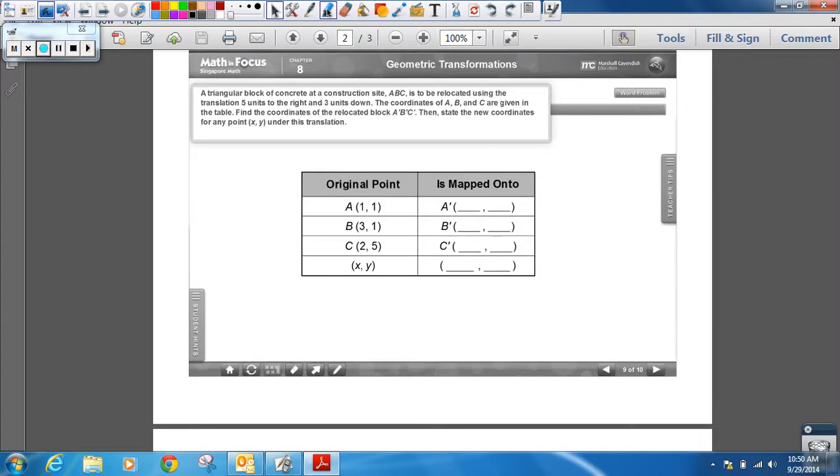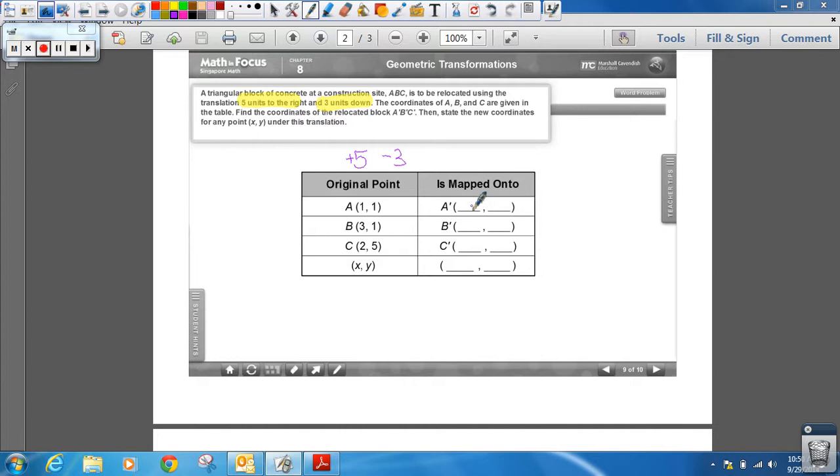Okay, so this time we're going to do it completely algebraically without drawing any pictures, which for most of you, you would like this better. It says a triangular block of concrete at a construction site ABC is to be relocated using the translation 5 to the right. So since I'm going to the right, I'm going to add 5. And then 3 units down. And so since I'm going down, that's going to be subtracting 3 from the y. The coordinates of A, B, and C are given in the table. Find the coordinates of the relocated block, A prime, B prime, C prime, then state the new coordinates for any point x, y under the translation.